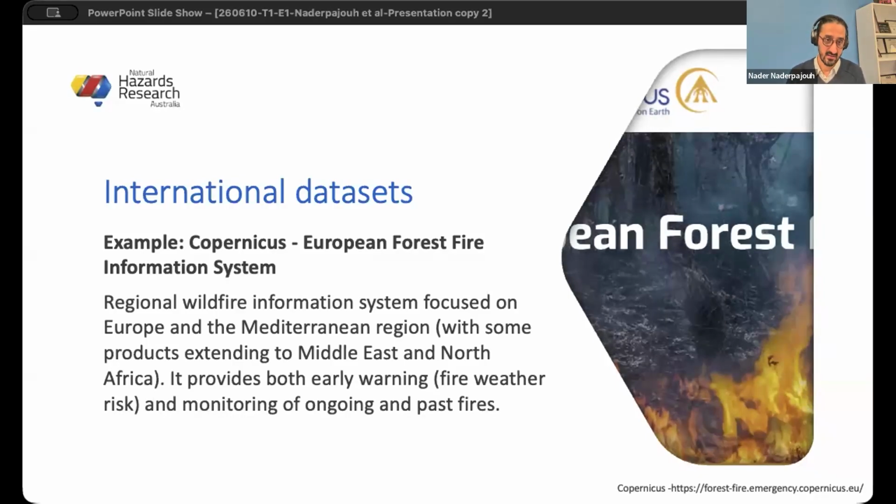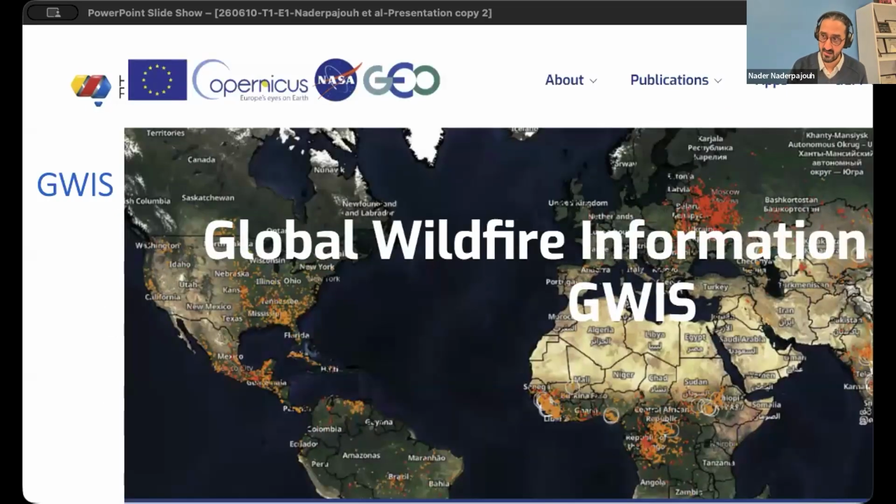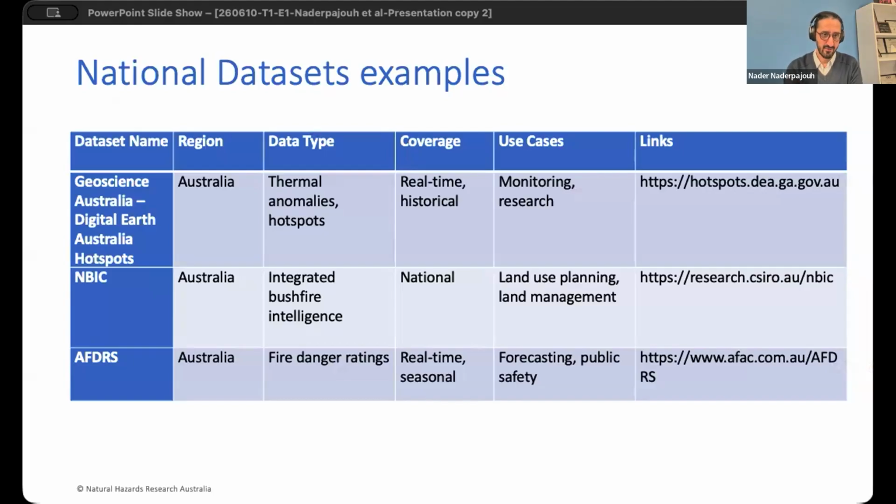One point to note is that in these international cases, we have observed different purposes, and sometimes they are extending their focus and coverage and the usage of the purpose. There is GWIS, which provides global wildfire information. I would say the equivalent of it nowadays is the Bushfire Extent that is developed at the national level in Australia. And in Australia, we have three, as I mentioned, examples of databases.